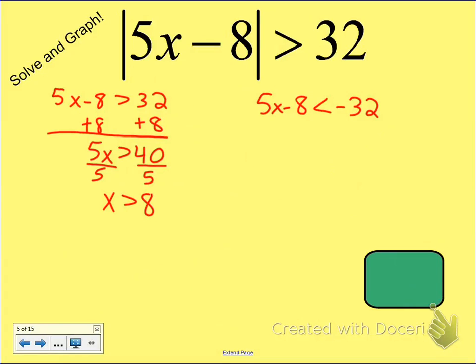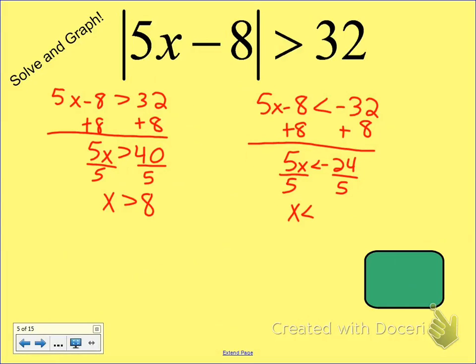Then you're going to do your second one. Add 8 to both sides. 5x is less than negative 24. Divide both sides by 5. And x is less than negative 24 fifths, which is the same thing as negative 4 and 4 fifths.